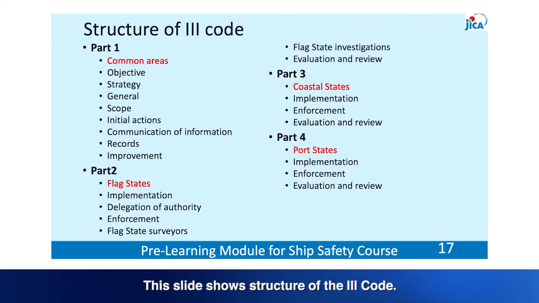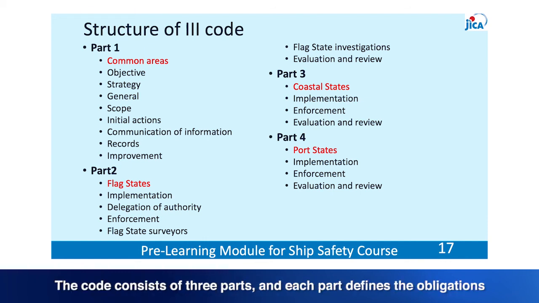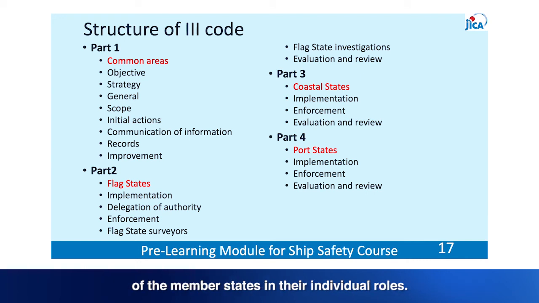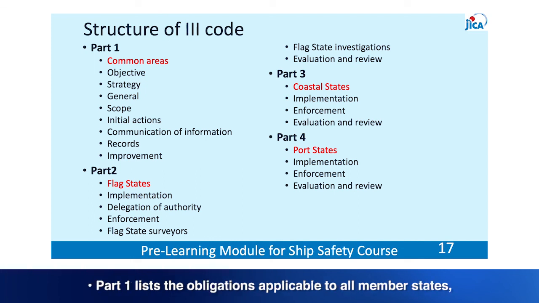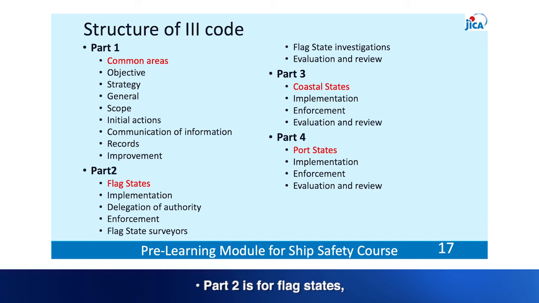This slide shows the structure of the III Code. The III Code is the code for member states to implement their obligations and responsibilities outlined in the present convention. The code consists of 3 parts, and each part defines the obligations of the member states in their individual roles. Part 1 lists the obligations applicable to all member states. Part 2 is for flag states. Part 3 is for coastal states, and Part 4 is for port states.